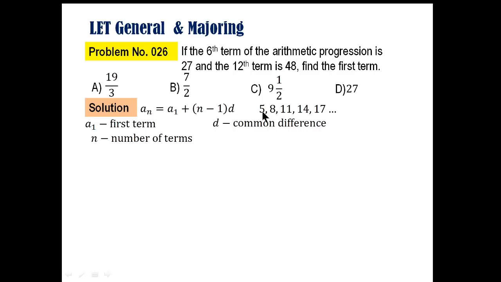Or 8 minus 5, that's 3. 11 minus 8, that's 3. 14 minus 11, that's 3. So meaning there's a common or a fixed difference between two numbers in the series.